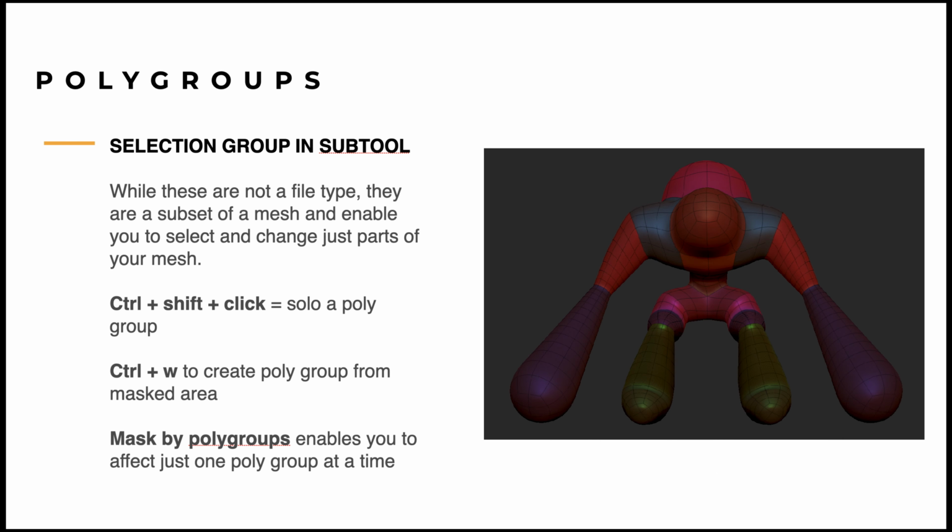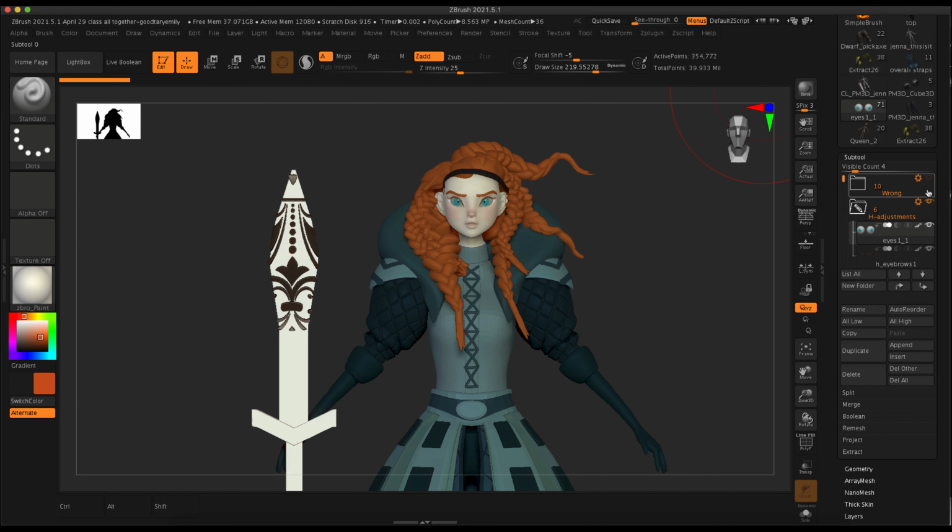The final kind of type that I want to point out isn't a file type, but what it is, is a polygroup, or a selection group within a subtool. And what's really great about polygroups is that they enable you to work on just a part of your mesh. And there's a way to solo just that part. You can also create polygroups from masks. And there's buttons that will enable you to mask by polygroups so you can just work on one group at a time.